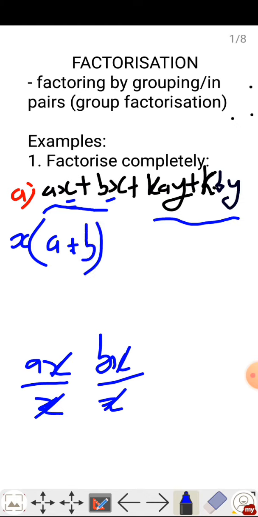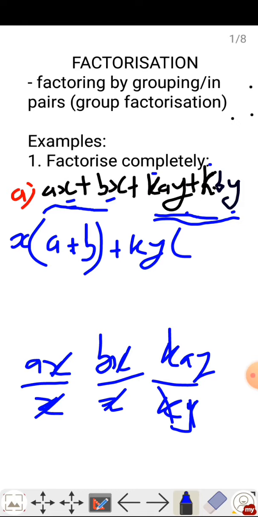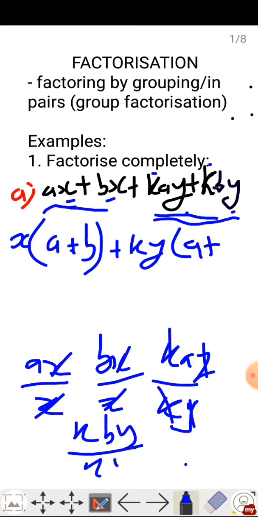Okay, then you continue with the second. So now plus the common factors here, you have k, you have k, you have y, you have y, so ky. Okay, so now kay over the factor ky, so k and y cancel, you remain with what? You remain with a plus. Okay, so now kby over what? ky, so you remain with what?